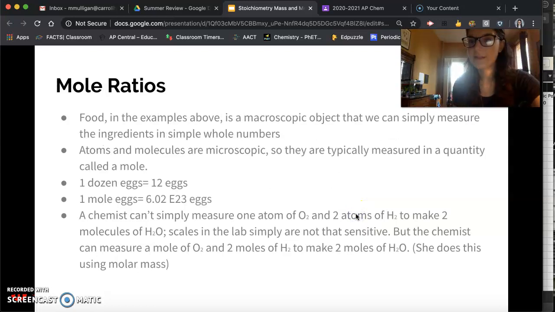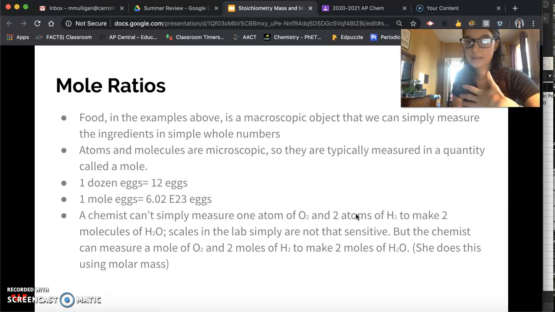When we apply these to actual balanced chemical equations, not food recipes, we usually are referring to mole ratios. Food is an example of a macroscopic object that we can easily count individual pieces of. You can easily count out 1 marshmallow. But since atoms and molecules are very small, they're microscopic, we typically measure these in a larger quantity called a mole. A mole is kind of like a dozen. One dozen eggs is 12 eggs. 1 mole of anything, so 1 mole of eggs, would be equal to 6.02 times 10 to the 23 eggs.